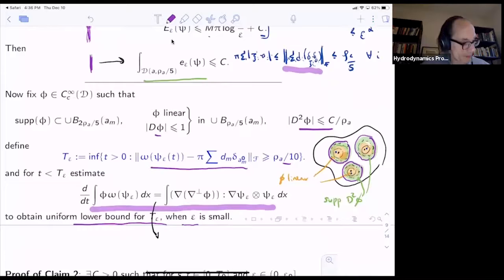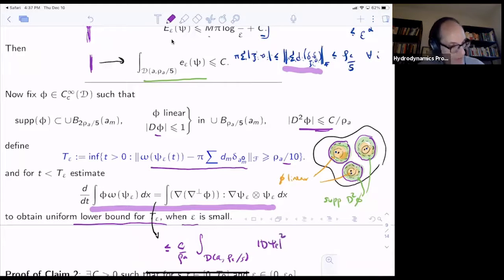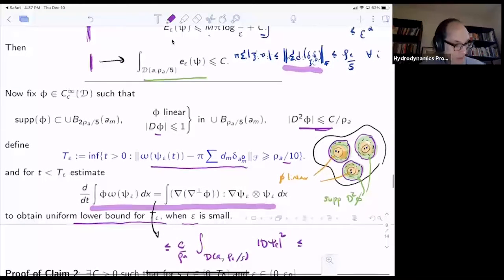When I integrate this, I'll get that this is bounded by a constant, which is the L infinity norm of the second derivatives, times the integral over the domain with the balls of rho sub a over 5 cut out. And you see this in turn is bounded by the energy.